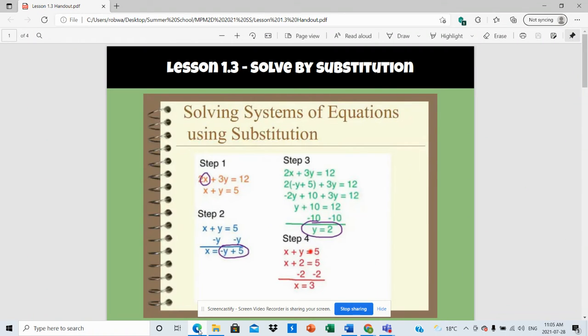Hello and welcome to lesson 1.3, Solve systems of linear equations using substitution.